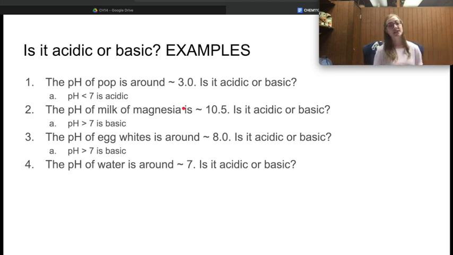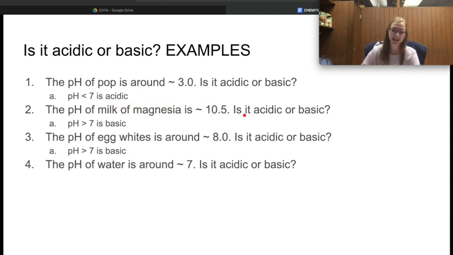And then the same thing happens with the acids. So if it has a super low pH of like 1, 2, or 3, that's going to be pretty acidic. Whereas a pH of like 5 or 6 is less acidic. It's weak. It's more weak in its acid characteristics. So this scale also is relative. So again, egg whites are a bit less basic than milk of magnesia is.